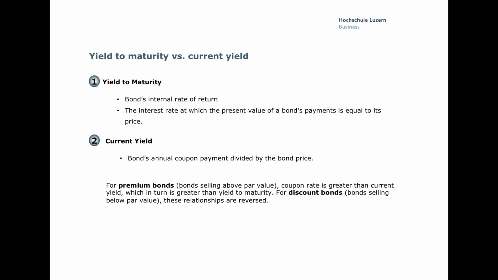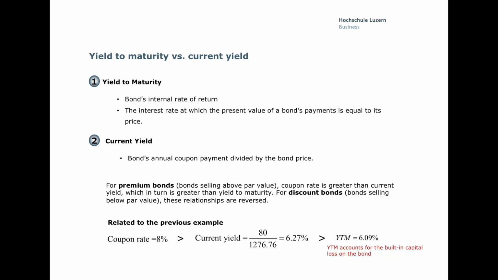For premium bonds, which are bonds selling above par, the coupon rate is greater than the current yield, which in turn exceeds the yield to maturity. On the contrary, for discount bonds, which are bonds selling below par, these relationships are reversed, which implies the yield to maturity is above the current yield.